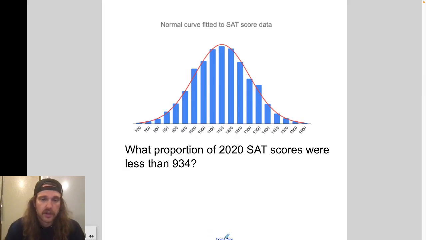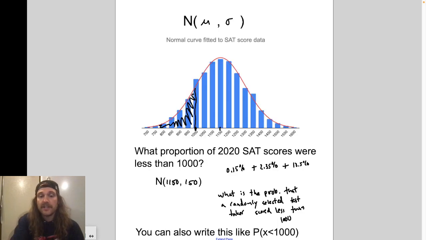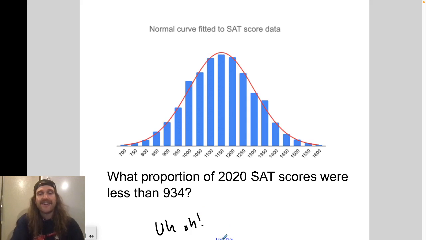Now here's a more interesting question. What proportion of 2020 SAT scores were less than 934? The reason this is more interesting is that 934 does not fall on one of the boundaries from the empirical rule. It doesn't fall here, and it doesn't fall here. 934 is in between these boundaries. So now I'm going to teach you how to answer this question not just for values that fall right on those empirical rule boundaries, but for any number. What's the probability that a randomly selected student scored less than 934?